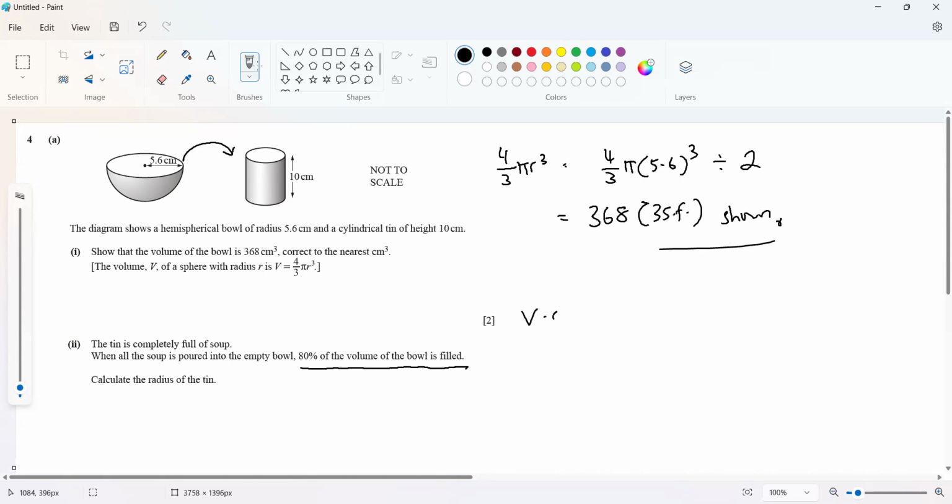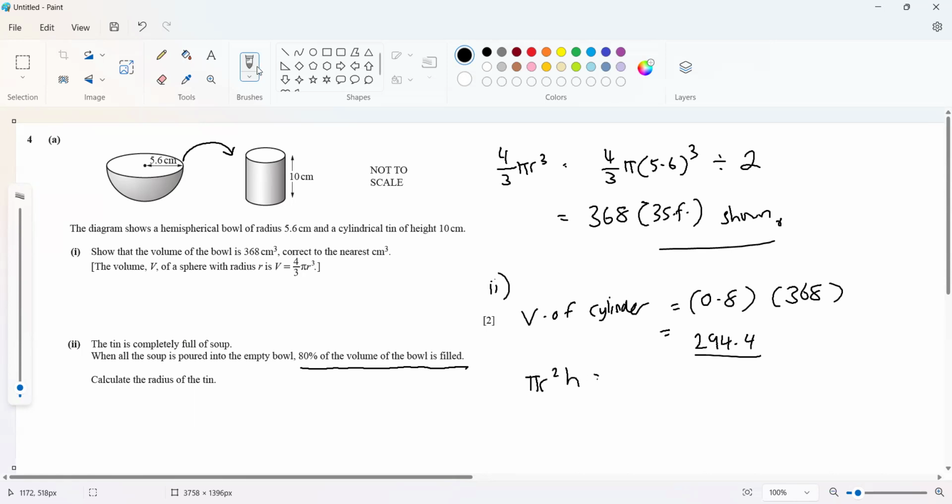So we can say that the volume of the cylinder is essentially 80% or 0.8 times the bowl, 368, correct to three significant figures. You may use the answer from above because that's usually how the IG questions work. We work from the question above. So the volume of the cylinder is 294.4.